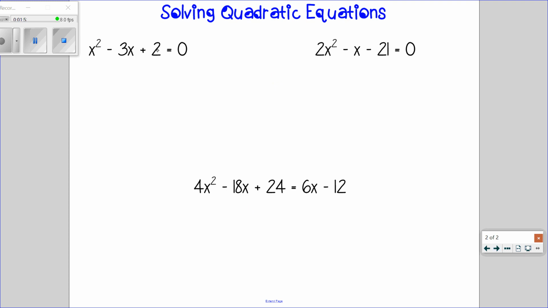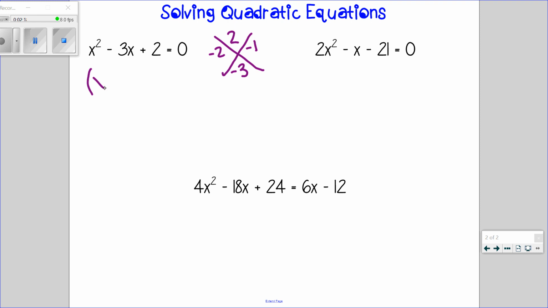Okay, now let's try this next example. Again, we have 3 terms, so we're going to go ahead and use our diamond. If you like to do grouping, go ahead and do your grouping. So my 2 goes on the top, -3 on the bottom. So my side numbers would be a -2 and a -1 because they multiply to be +2, add to be -3. And again, there's no number in front, so I just divide by 1, which I usually don't write.